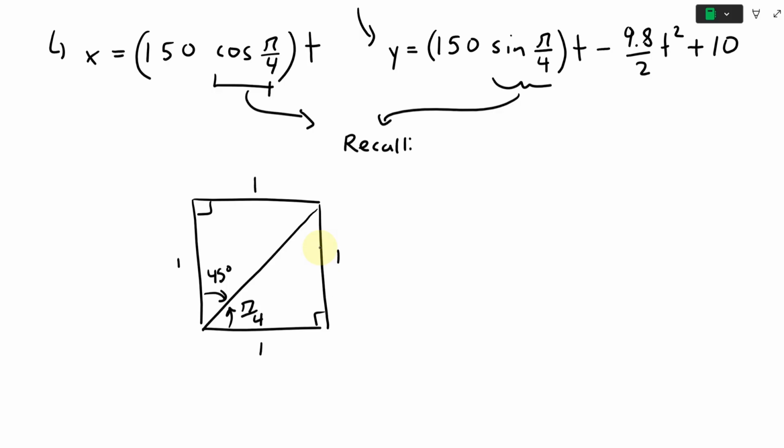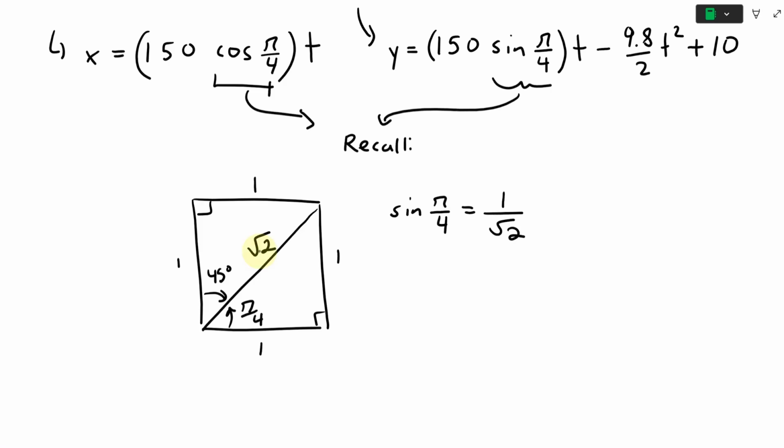Then using Pythagoras, this is 1 squared plus 1 squared, which equals 2, so the diagonal is square root 2. Just 1 squared plus 1 squared, not all square root. That's the Pythagorean theorem. So this means sine of pi over 4 is equal to opposite over hypotenuse, so 1 over square root 2. So that's what it is.